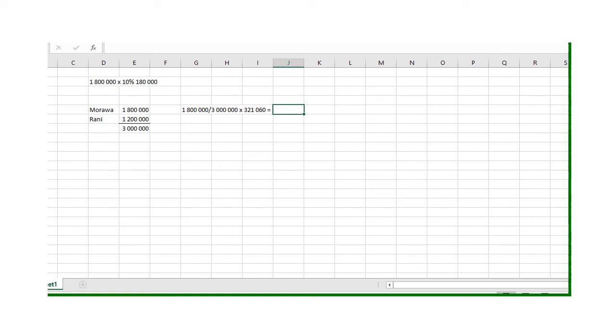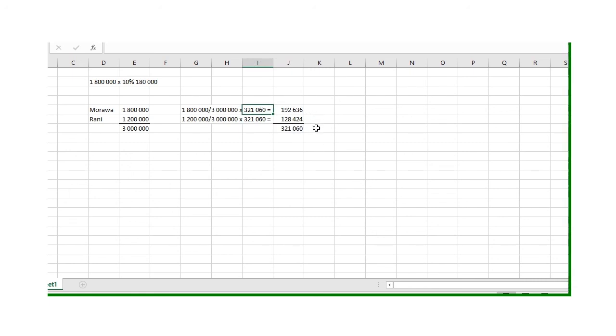So his portion would then be 192,636. Do the same for Rani. His capital is 1,200,000. Divide that by the total of 3 million and multiply that by the remaining profit of 321,060, and that gives me 128,424. I can add the two just to check if it worked out correct. So 192,636 plus 128,424 gives me 321,060, which is the remaining profit in total. So there I've done the split.